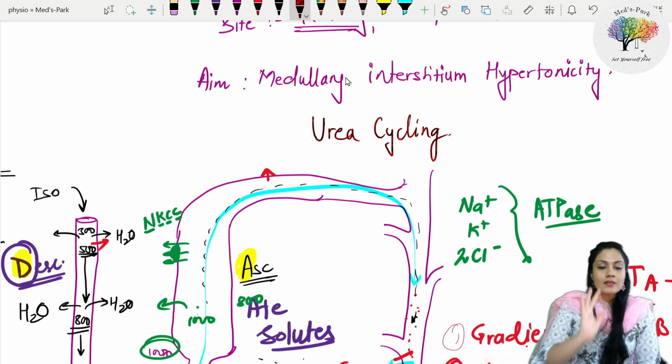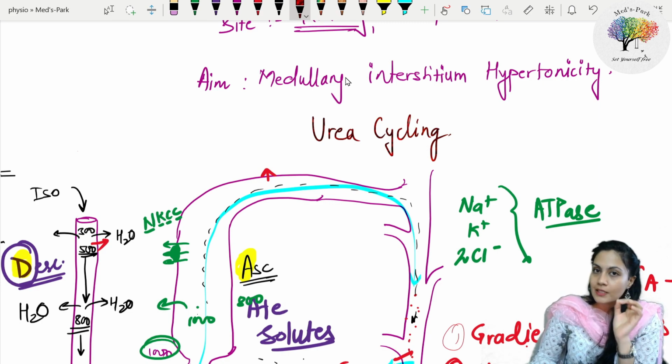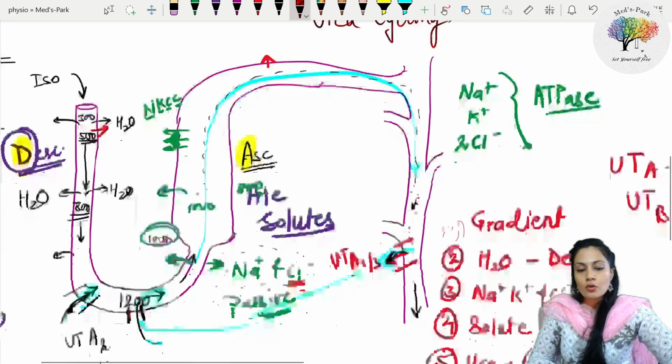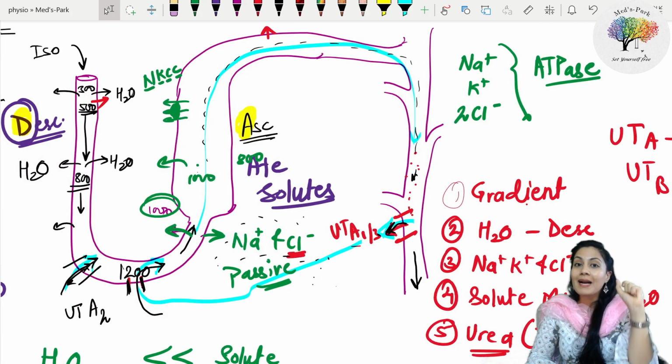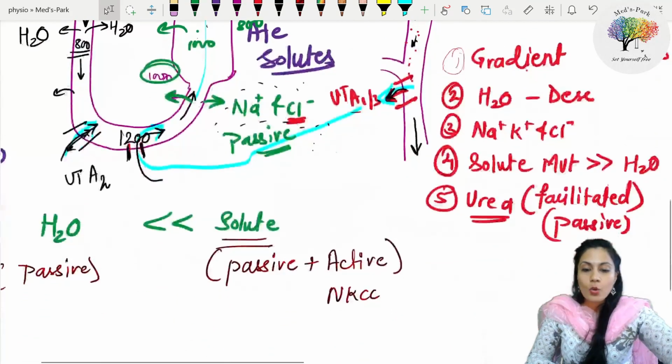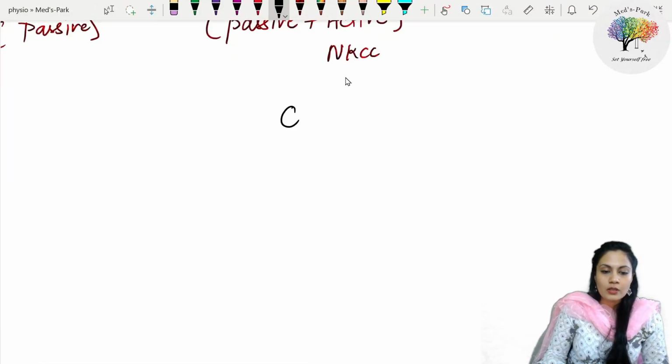Okay, so this is an important phenomenon in the creation of the medullary hypertonicity. Okay, so first thing we talked about this countercurrent multiplier, right? So all these five things you are going to write. So if I have to make a countercurrent, I'm just writing CC mechanism.